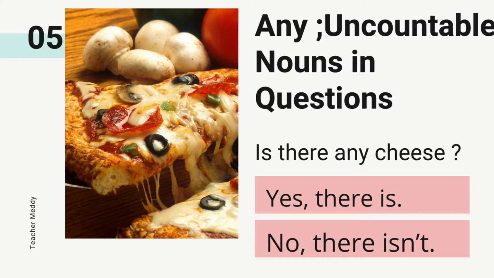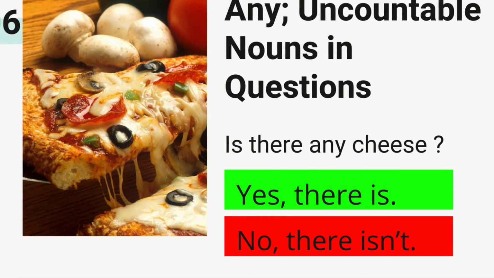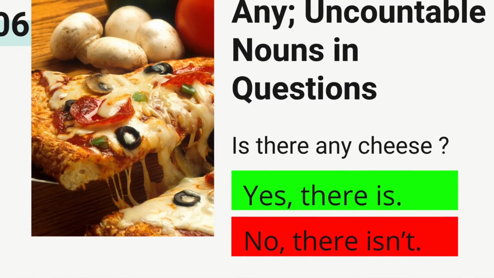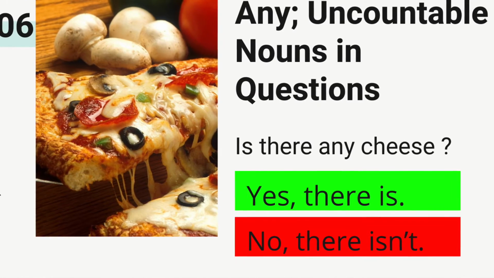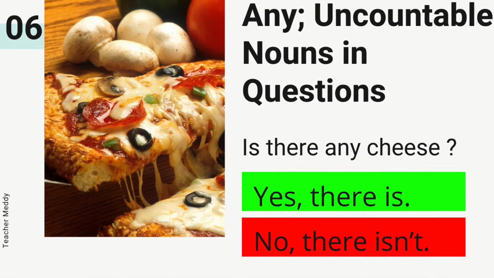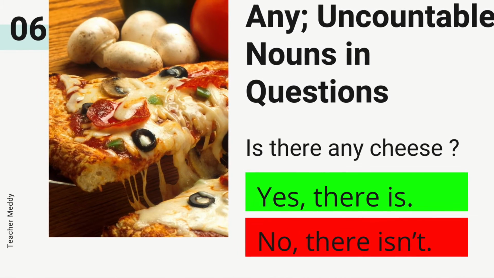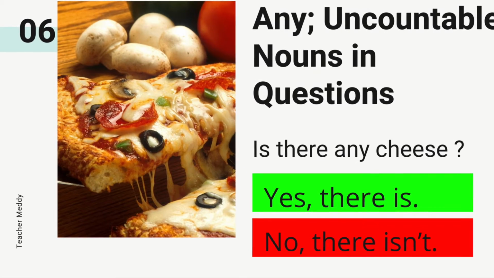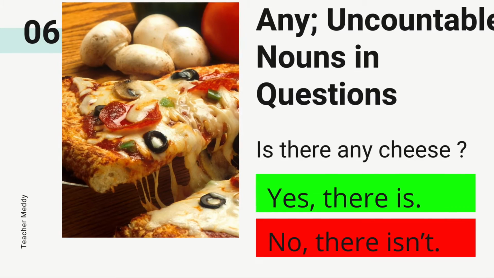Is there any cheese in the picture? In the pizza? Can you see it? So the answer is, of course, yes, there is. Okay, remember when the question starts with is, jawapan dia kena ada is. Yes, there is. If no, no, there isn't. Now, let's practice some of the questions. Okay, now are you ready?